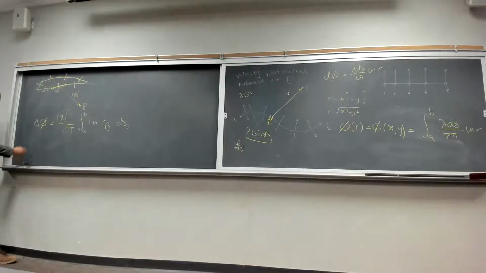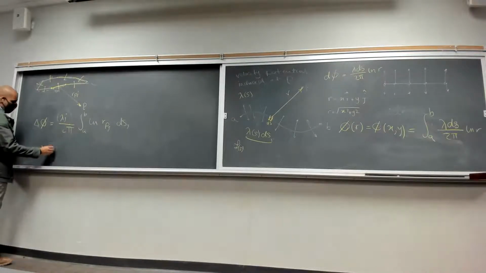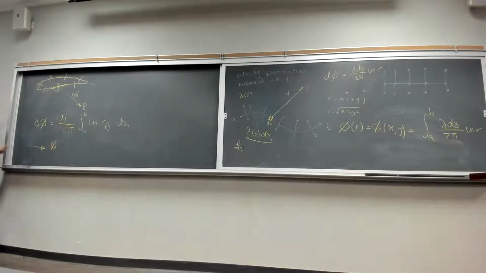Okay. So based on this, how can we find phi? We have delta phi, which gives us the velocity potential induced at this point by one panel, but we want to find the velocity potential induced at this point by all of the panels. What can we do? We essentially have to calculate this for each panel, j equals 1, j equals 2, j equals 3, 4, 5, 6, and then add them up, right? What does this remind you of?